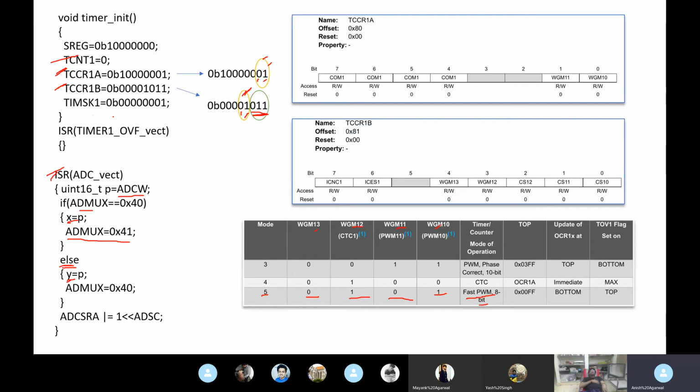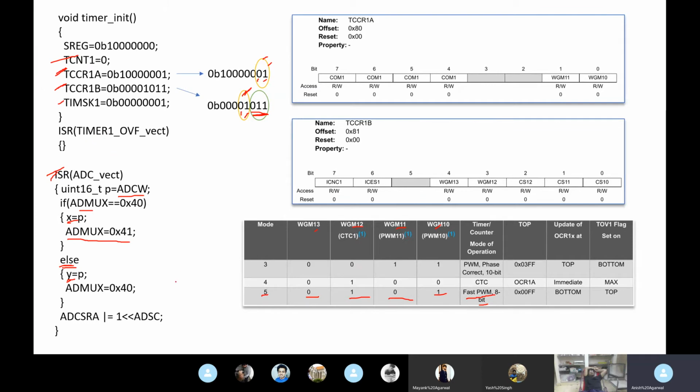This is the timer counter mask register. We need this so that we can access the interrupt, because we are masking the interrupt so that it is given preference, so that not just the ADC vector interrupt keeps working, but also the timer interrupt keeps working.